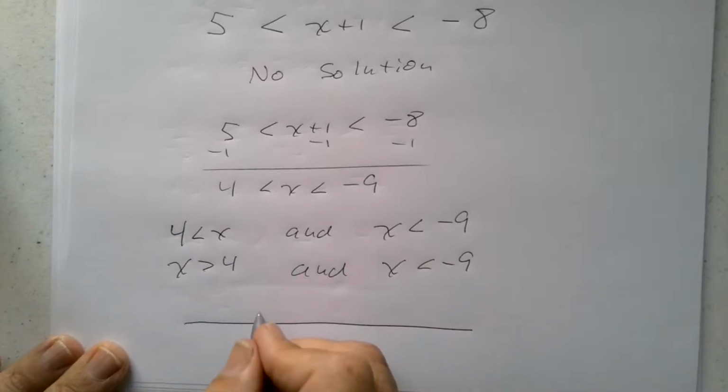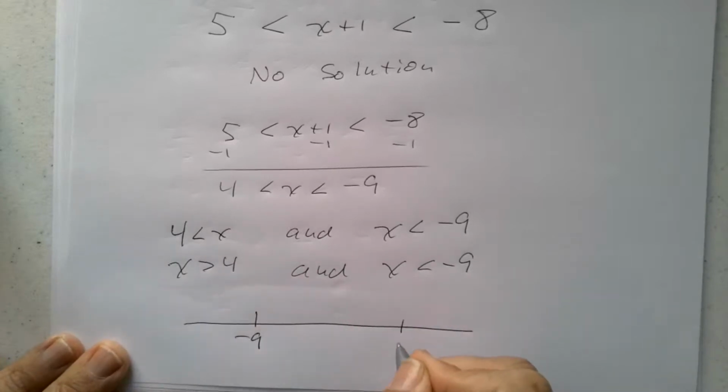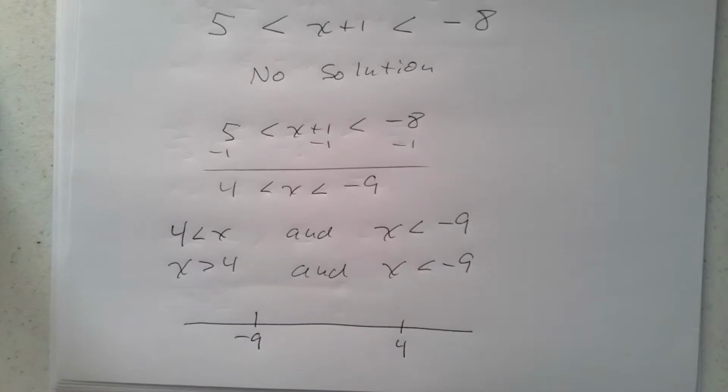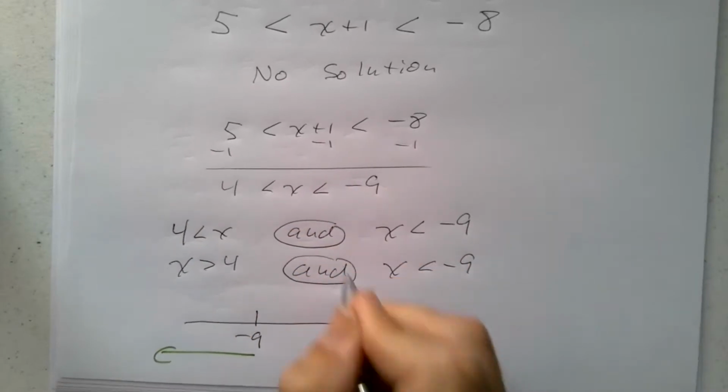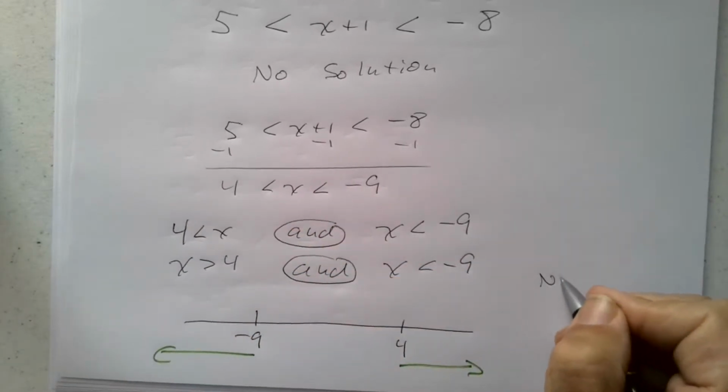Draw your number line. Make sure -9 comes first. Make sure 4 comes second. Where are they both true at the same time? X is less than -9, shade that way. X is greater than 4, shade that way. Where are they both true? And remember, intersection, and. Where are they both true? Never. No solution.